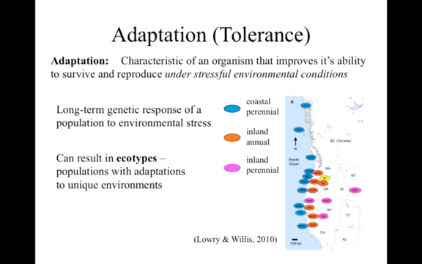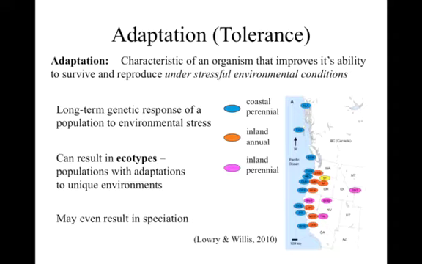Adaptations can also lead to what we call ecotypes, which are populations with different adaptations in different unique environments. And again, we saw this example before with the monkey flowers, where we have a coastal population that has a very different lifestyle than the inland populations. And again, that's having two different adaptations to different stressful conditions. On the coast, the stress might be cold, rainy, wet weather. Inland, the stress is drought.